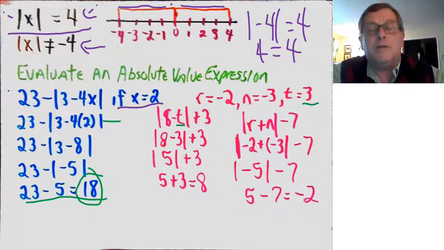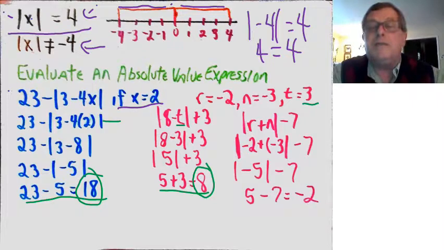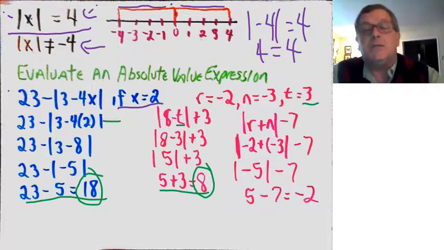Well, 8 minus 3 is 5, so now we've got the absolute value of 5 plus 3. The absolute value of positive 5 is positive 5, and 5 plus 3 equals 8. So when T is 3, this expression gives us an evaluation of 8. Let's look at this next one.